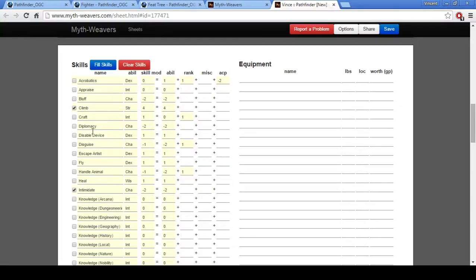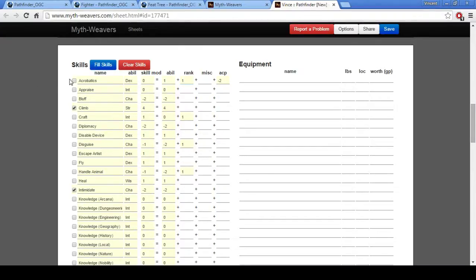So, and I would recommend putting a couple of ranks into the ones that you're good at. In 3.5, it was quite a bit more complicated. The way it worked in 3.5 is that skills that were not class skills, you needed to spend 2 points to get 1 rank into.